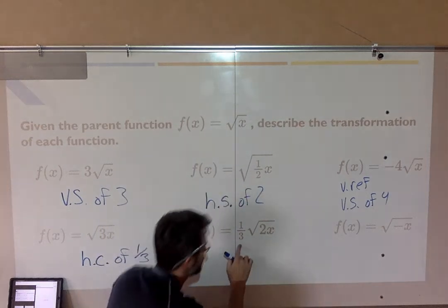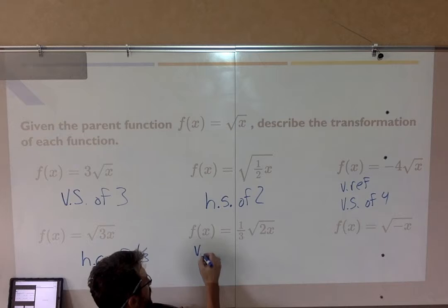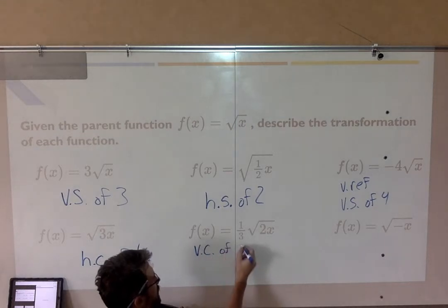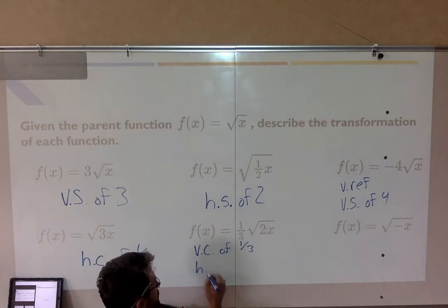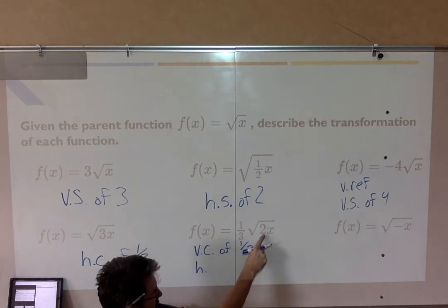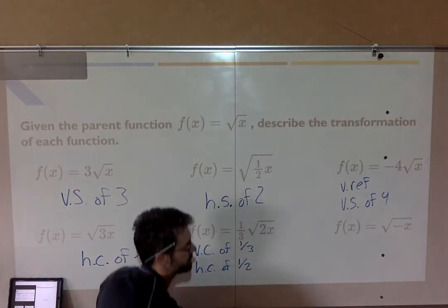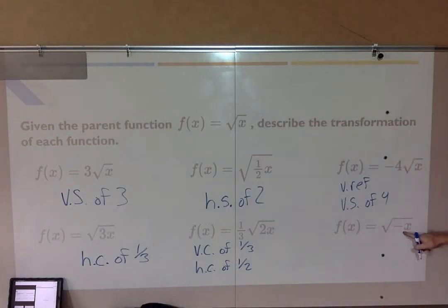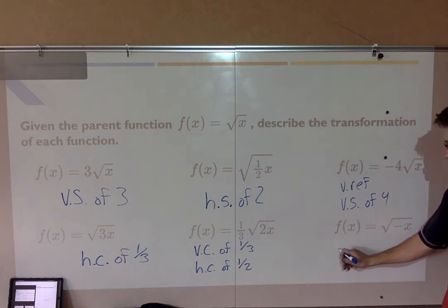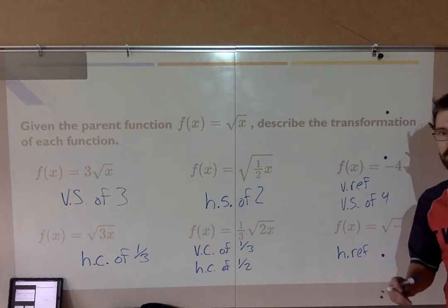Another 2. 1/3 on the outside multiplying makes a vertical compression of 1/3. Multiplying on the inside is horizontal. Now it's opposite, so multiplying by a 2 compresses by a factor of 1/2. And then our last one, just one on this one. A negative on the inside means that it's a horizontal reflection.